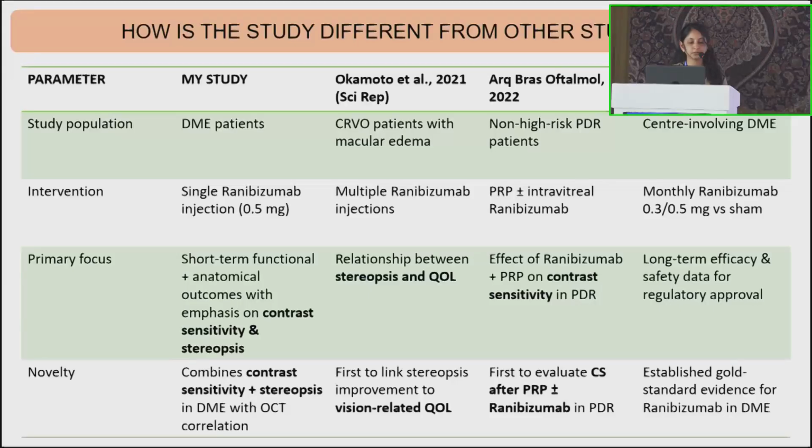I would like to showcase how our study is different from other studies. There were other similar studies on this topic, including Okamoto et al., where the primary focus was the relationship between stereopsis and quality of life. In one more study conducted in 2022, they mainly focused on the effect of ranibizumab and PRP on contrast sensitivity in PDR. The RISE and RIDE trials included long-term efficacy and safety data for regulatory approval. But our study mainly focused on combining contrast sensitivity and stereopsis in diabetic macular edema with OCT correlation.